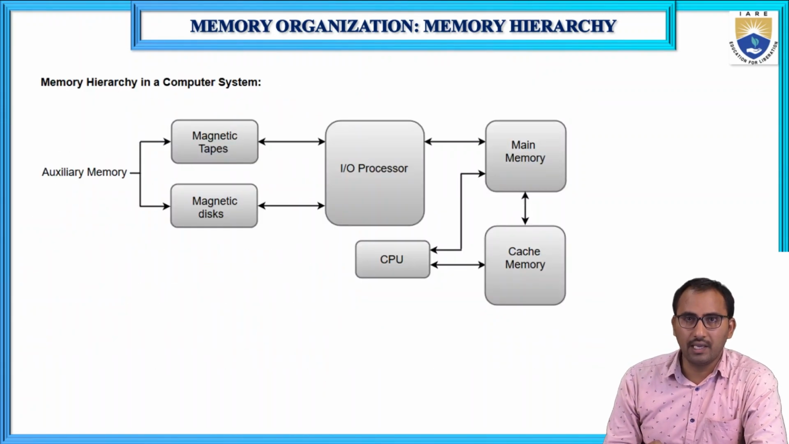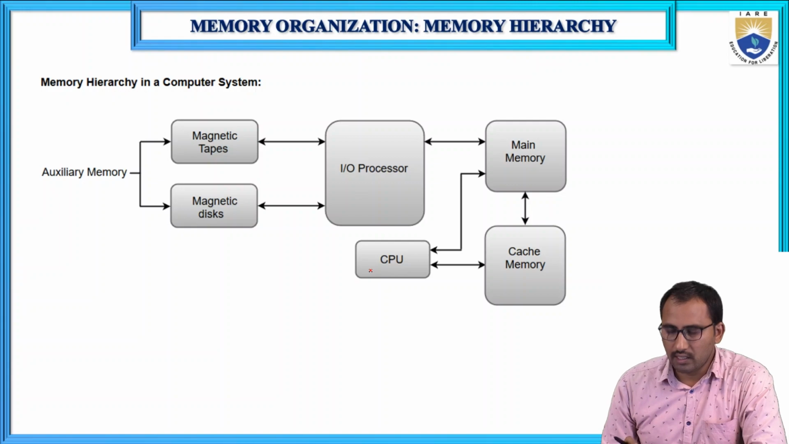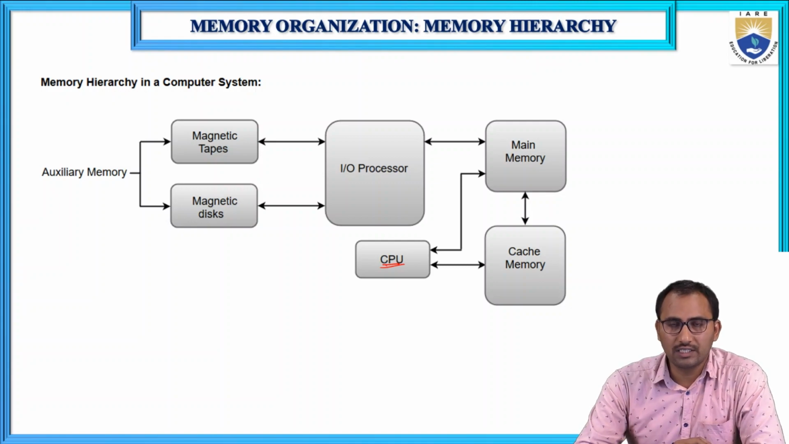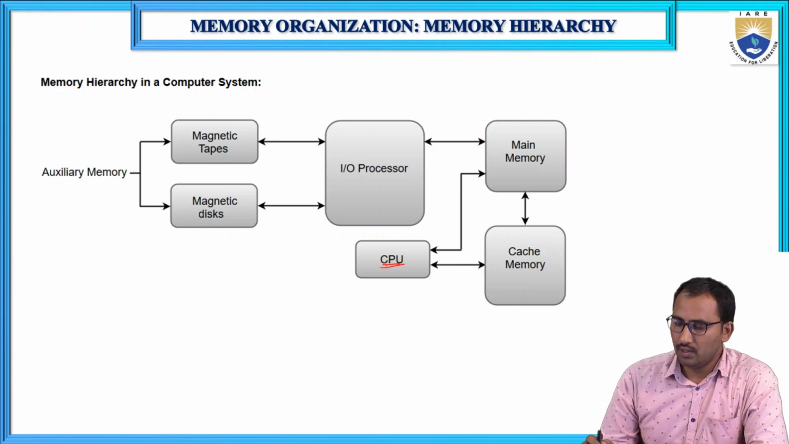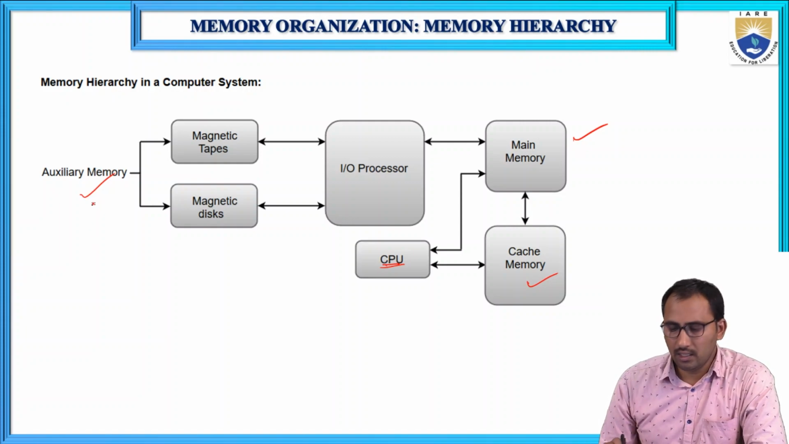And this is the memory hierarchy in a digital computer system. Here you can see all the different memory devices associated with the digital computer system. Here you can see the CPU, the Central Processing Unit. The CPU is responsible for performing various operations inside the computer. These are the three memory devices associated with the CPU: main memory, auxiliary memory, and the cache memory.